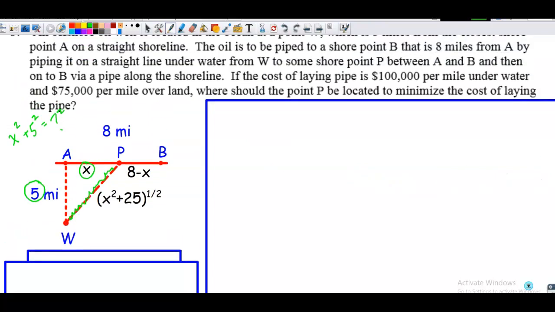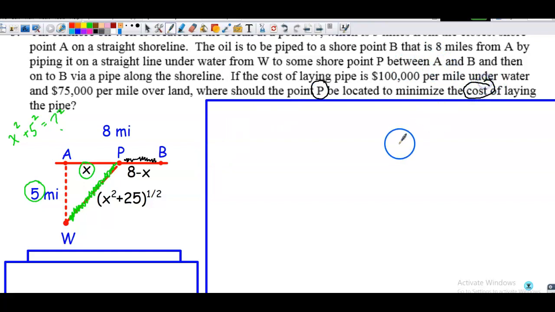Now I'm going to bring some money into the problem. If the cost of laying pipe is $100,000 per mile underwater, so when I pump oil through the pipe right here, it's $100,000 per mile. When I pump oil on the shore from here to here, it is $75,000 per mile. The question is, where should I place point P? Where between A and B should point P be located to minimize the cost?